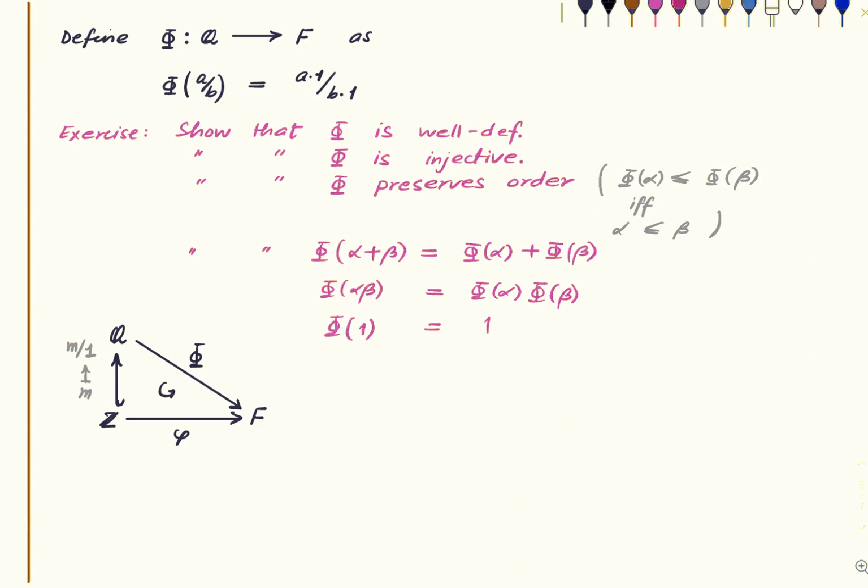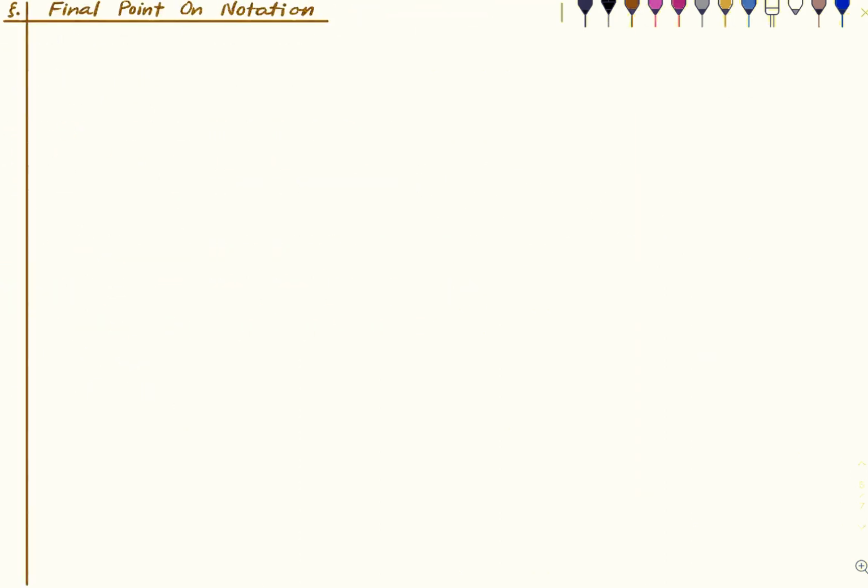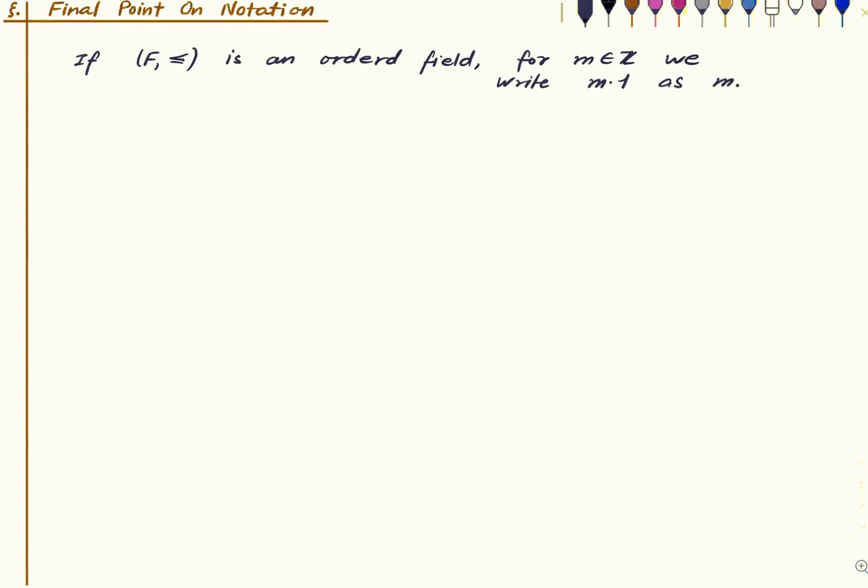Lastly, a point of notation. Because of all this, if F is an ordered field, for any integer m, we write m dot 1 as m itself. So this is an abuse of notation because one can get confused whether we are talking about an integer or an element of the ordered field. But in context, this does not cause any confusion. Okay, so we just replace this by that. It's simpler and better to look at, and that's all.